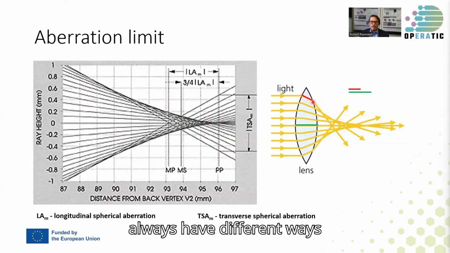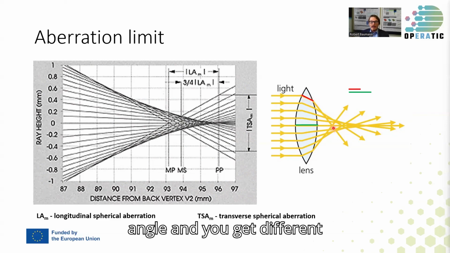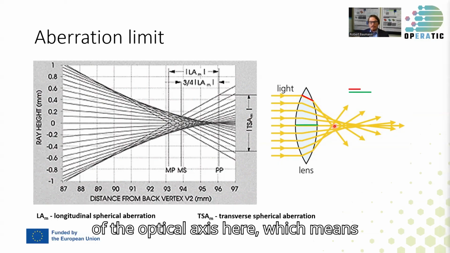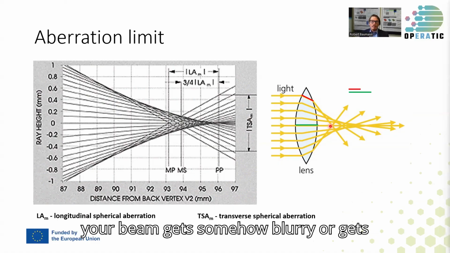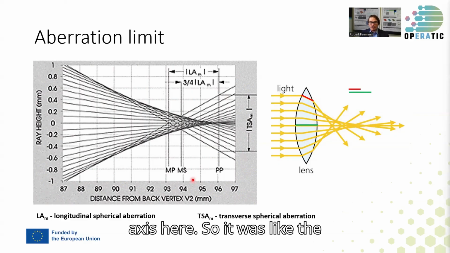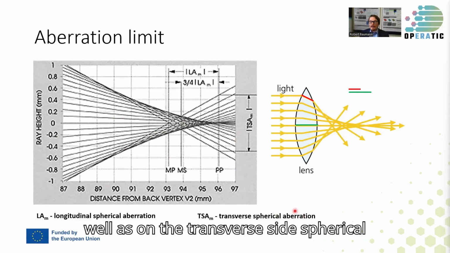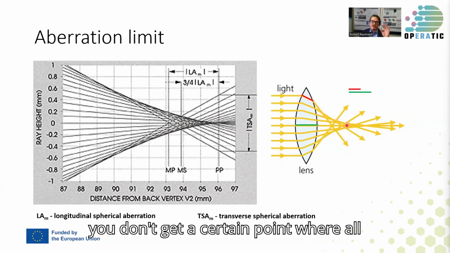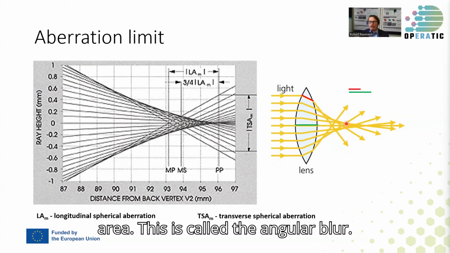And they always have different paths through the glass that is focusing them, which means they have a different angle and you get a different focus for the different beams along the optical axis. Which means at the end, the larger your beam gets, the more it becomes blurry or smeared along the optical axis. So this is the longitudinal spherical aberration, as well as the transversal spherical aberration. And this hinders and increases the beam size, because you don't get a certain point where all your rays overlap. You get a certain area. This is called the angular blur.